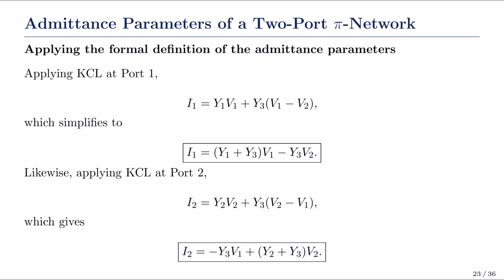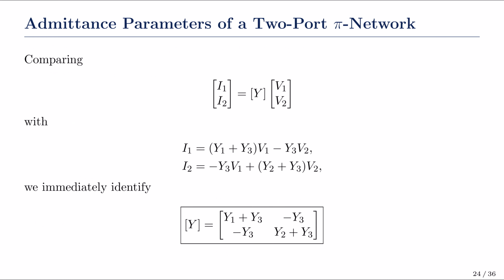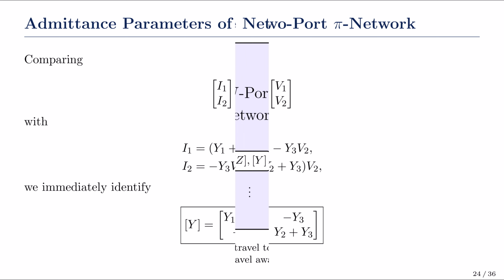Finally, we identify the matrix coefficients. Comparing the nodal equations with the standard matrix form allows us to identify each element of the admittance matrix immediately. The diagonal elements are the driving point admittances, while the off-diagonal elements are the negative transfer admittances. This completes the immittance characterization of the pi network. The next section applies these parameter matrices to practical examples and network analysis.